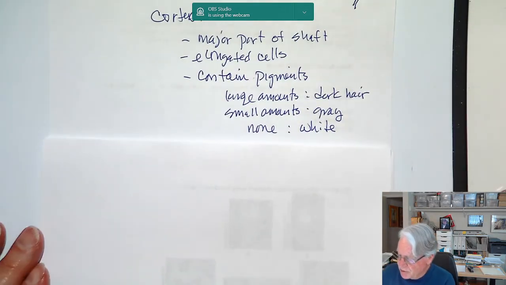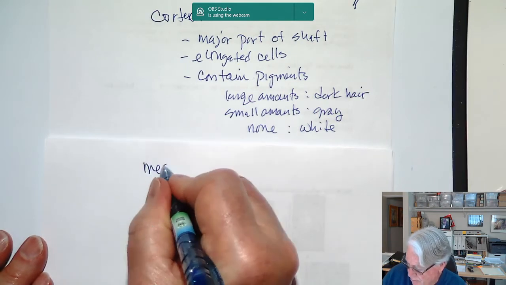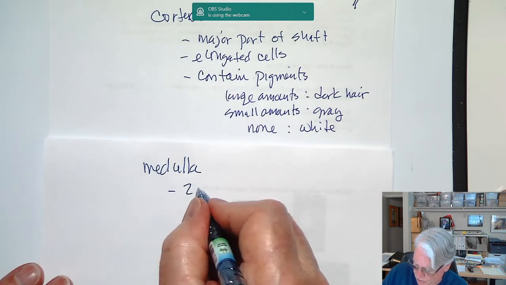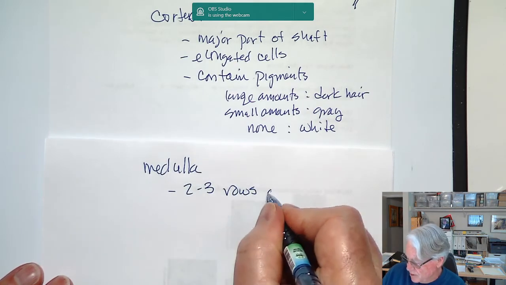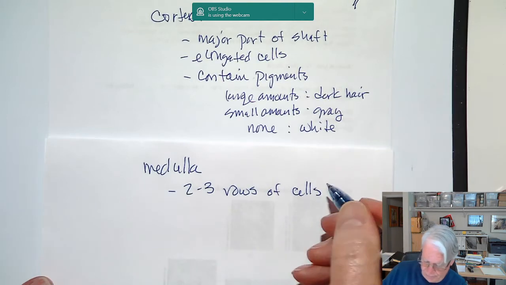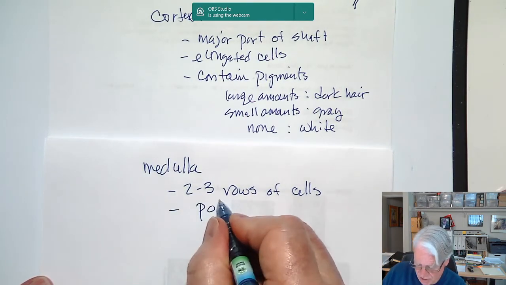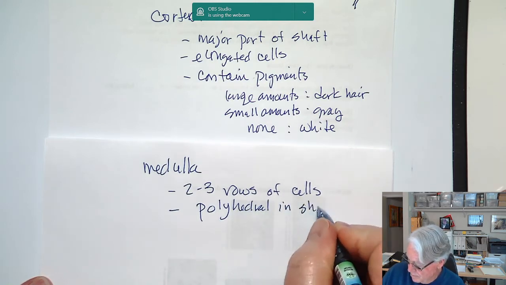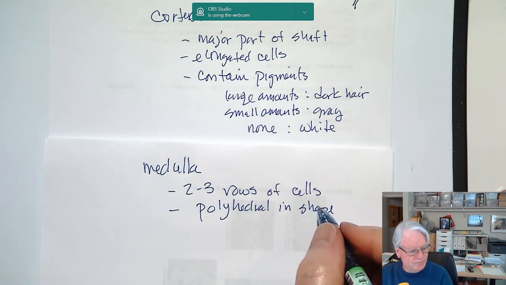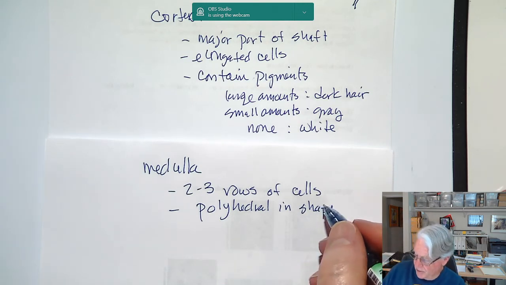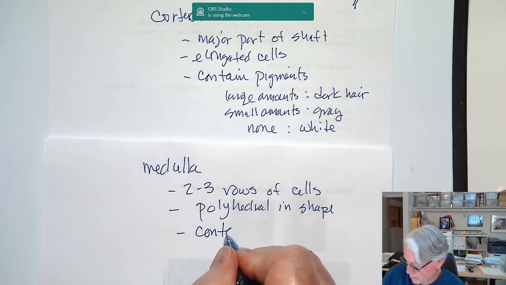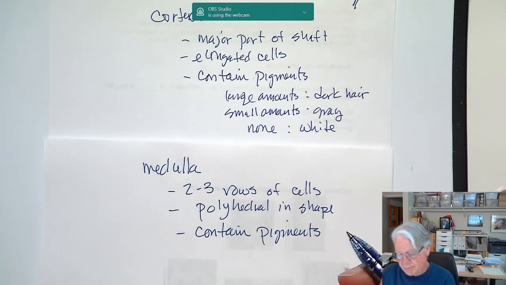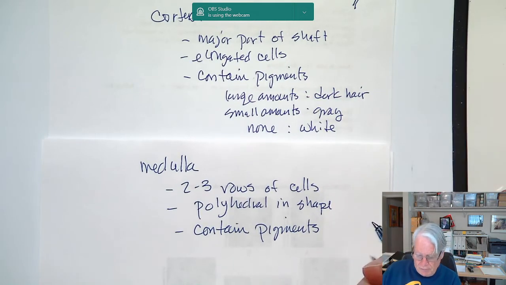Finally, the innermost, the medulla. And this is composed of 2 to 3 rows of cells. These cells are polyhedral in shape. And they also contain pigments. Okay. All right.